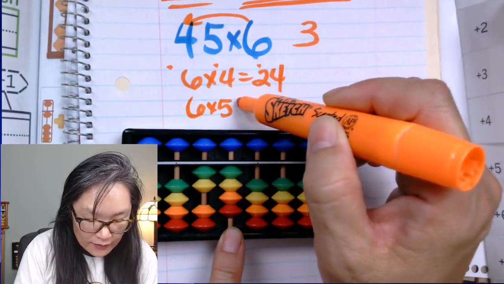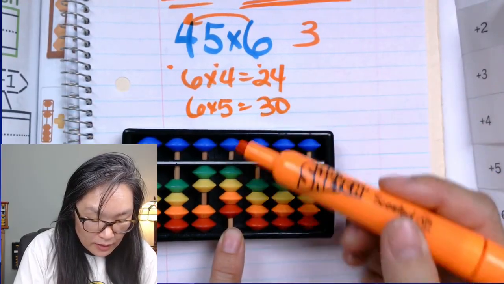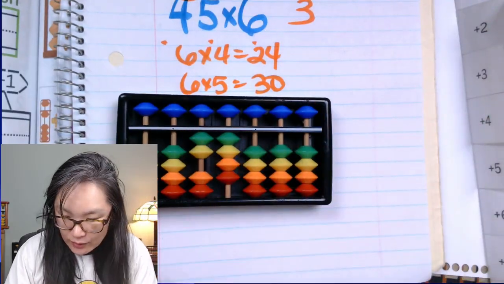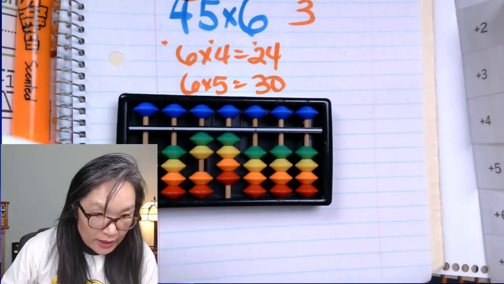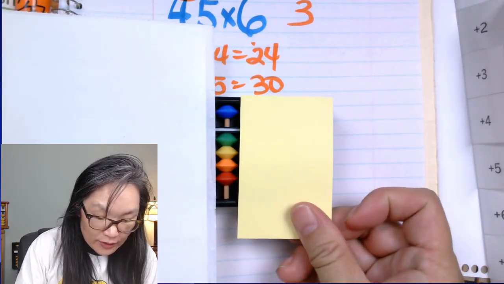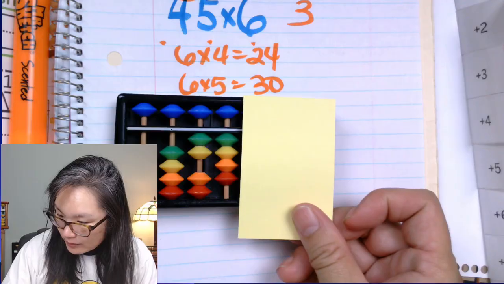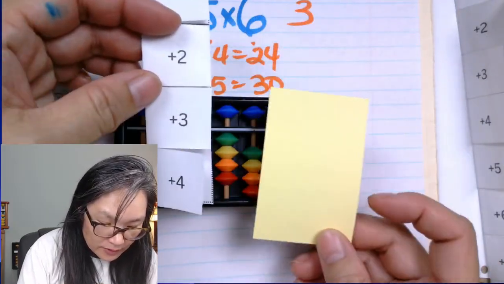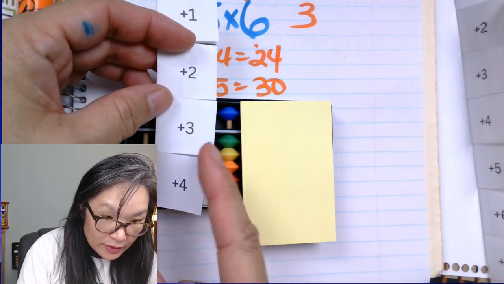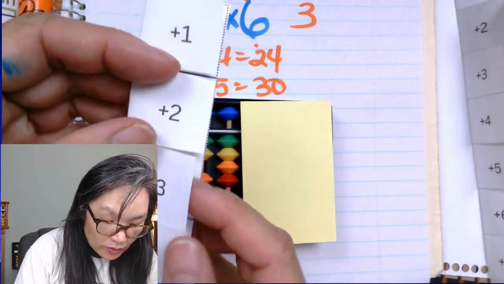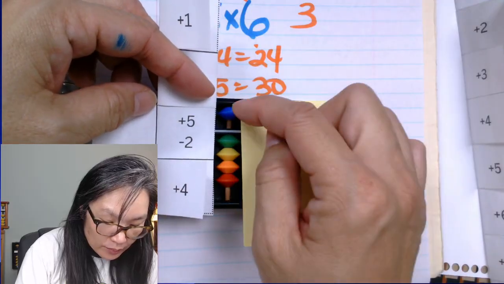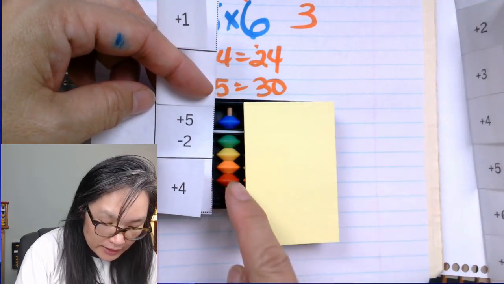6 times 5 is equal to 30. I don't have enough beads to add 30. I don't have enough beads to add the 3. So when we look at it, we're adding 3 to this 40. To add the 3, what do I want to do? This is where our fundamentals come in. To plus the 3, I need to plus the 5 and take away the 2. So I plus the 5, and I take away the 2.